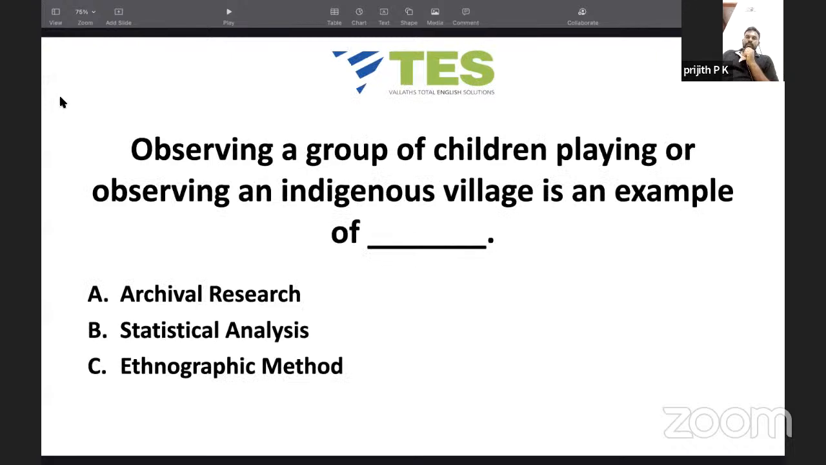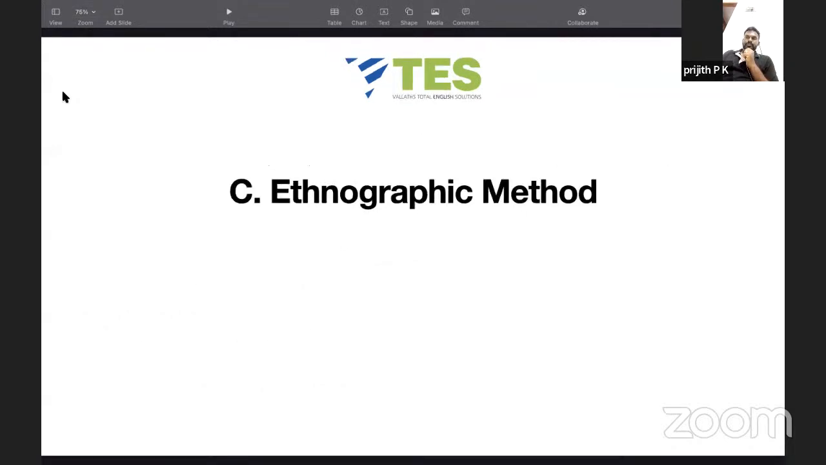Next question. Observing a group of children playing or observing an indigenous village is an example of dash. Option A, archival research. B, statistical analysis. C, ethnographic method. I think ma'am already explained it. Ethnographic method.